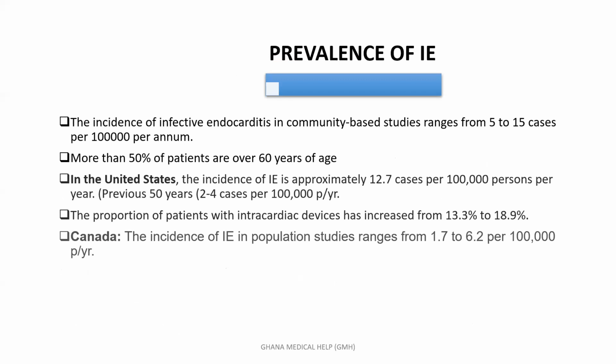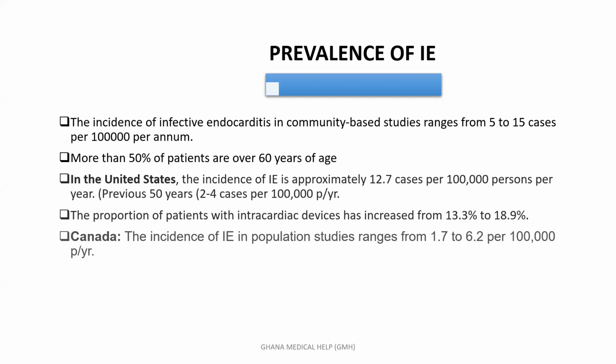On prevalence, the incidence of infective endocarditis in community-based studies ranges from 5 to 15 cases per 100,000 per annum. More than 50% of patients are over 60 years of age. In the United States, the incidence is approximately 12.7 cases per 100,000 persons per year, and previously, 50 years ago, it was 2 to 4 cases per 100,000. The proportion of patients with intracardiac devices has also increased from 13.3% to 18.9%.